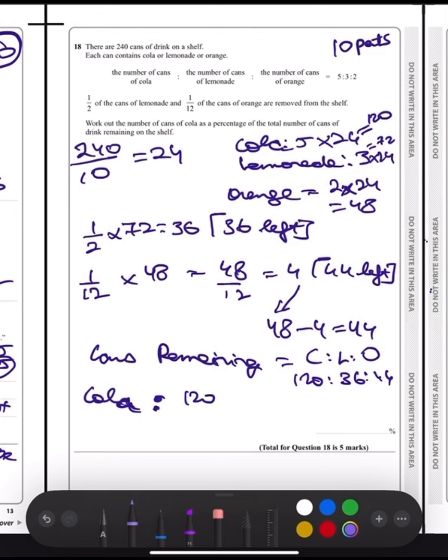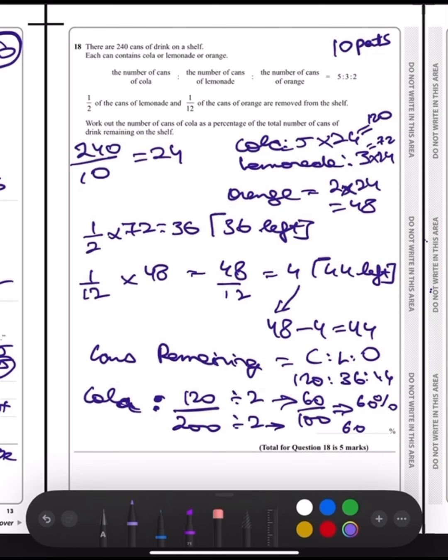And we can write them as a fraction. So the total was 240. We have 120. Oh wait, not 240. So not 240 here. We did 120 over 200, because as we know, 36 plus 4 is 40. So from 240, if we subtract 40, it gives us 200. So we wrote 120 over 200. We divided both the denominator and numerator by 2.